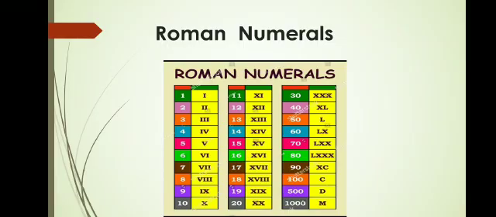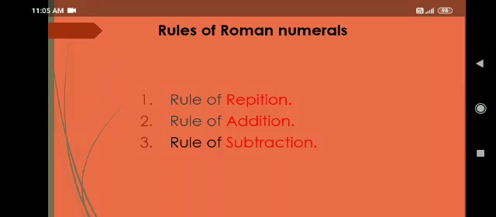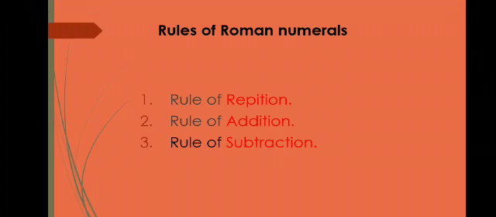These all are Roman numerals. You can see how to write them, and they all are made up of those 7 Roman numerals. So, as you know, the Roman numerals are divided into 3 rules. Let's learn what the 3 rules are. Rule number 1 is the rule of repetition. Rule number 2 is the rule of addition. And rule number 3 is the rule of subtraction.